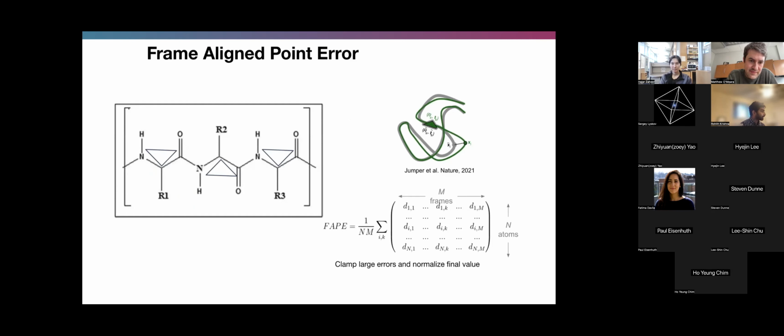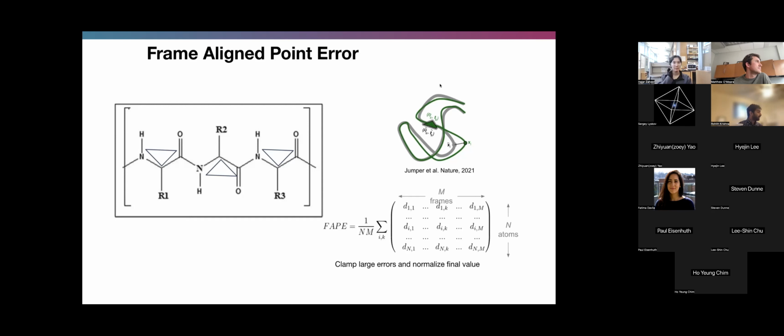So, getting back into the loss function, in AlphaFold there's this introduction of a loss function called frame-aligned point error. And it's really nice for a couple of reasons. One is that it gives a strong pairwise gradient back to the network. And the second is that it enforces chirality of molecules.